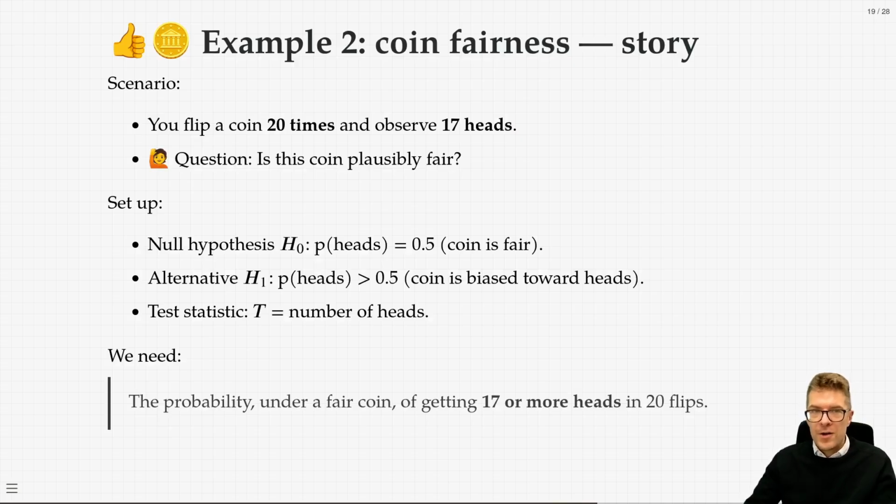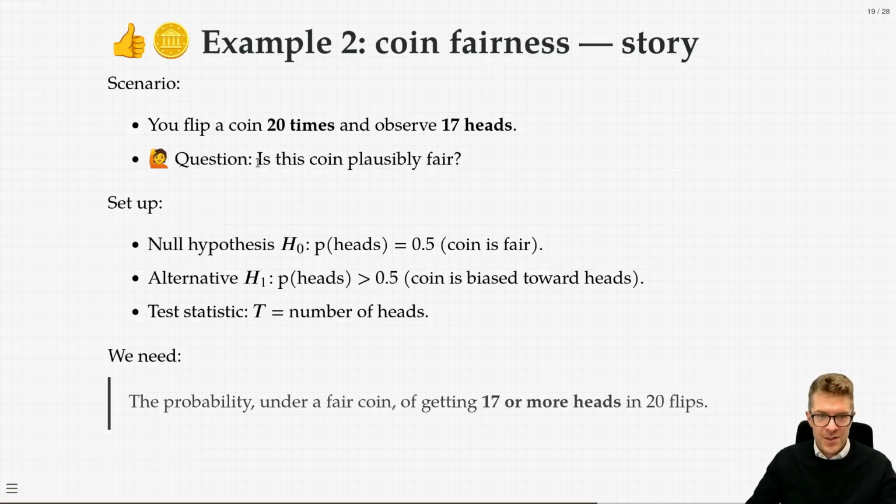So we're going to go into an example of coin fairness, just for simplicity. I think this is easy to grasp. Imagine flipping a coin 20 times and you observe 17 heads. Your intuition is like something weird is going on. Under normal situations, if you flip a coin n times, you expect to observe heads n divided by 2 times, so 10 times in this example.